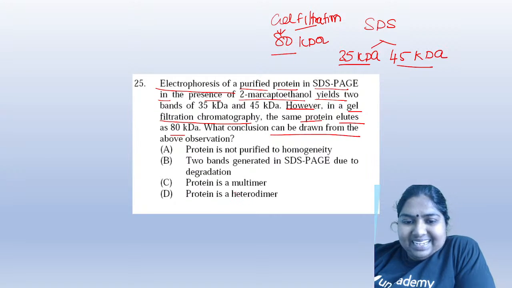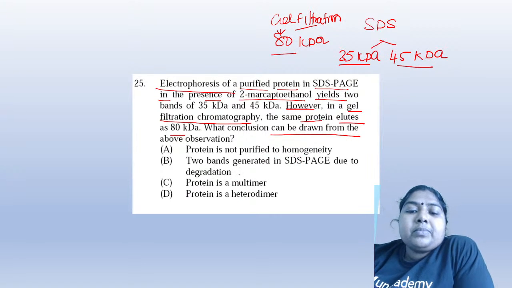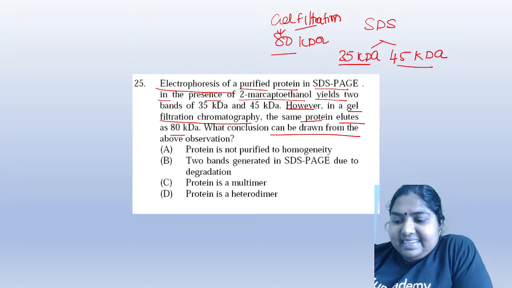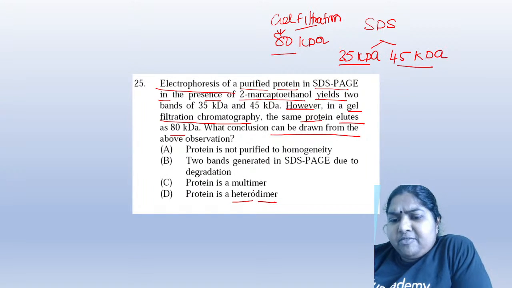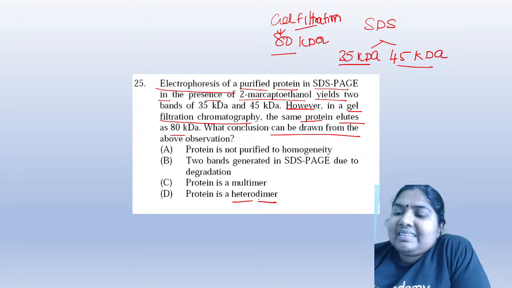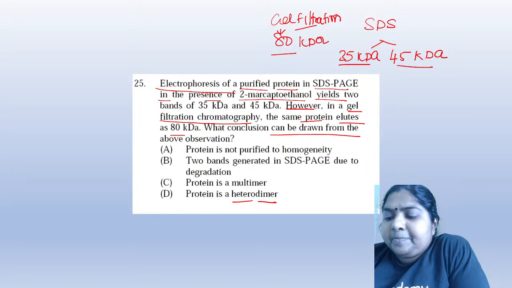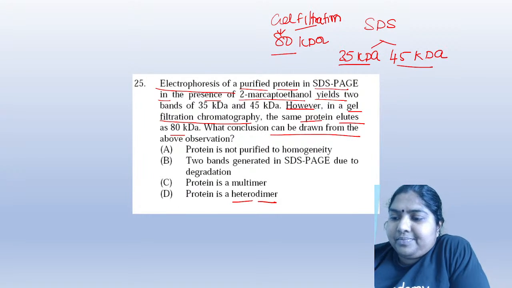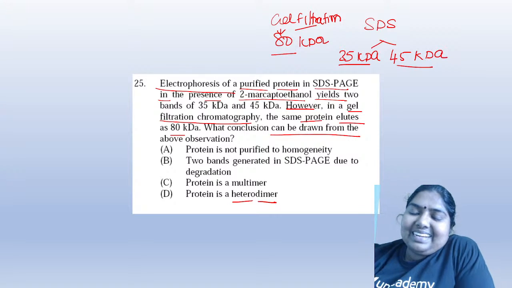The protein, Sanarnya, is not purified to homogeneity. The two bands generated in SDS are due to degradation. The protein is a multimer. It is a heterodimer. Very good. Come on, everybody, give your try. Sanarnya, Vishu, Ramprabha, they all gave the try. Good. What about others? Did we get it right or wrong? Give a try. Yes, Siji. Good. Fantastic. Yes, Deepika. Awesome. Correct.